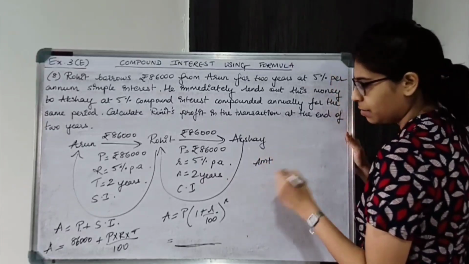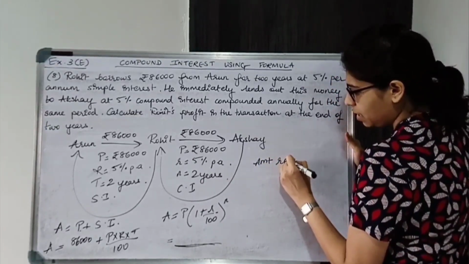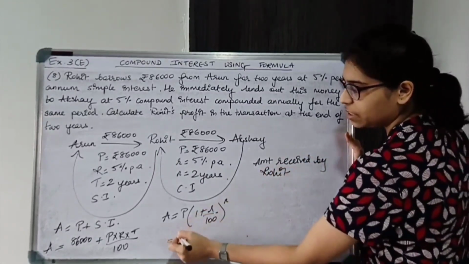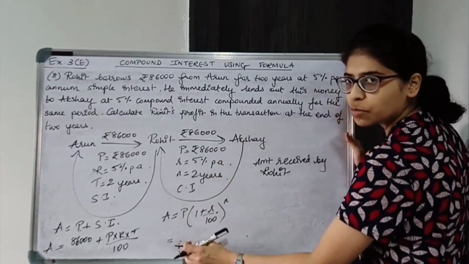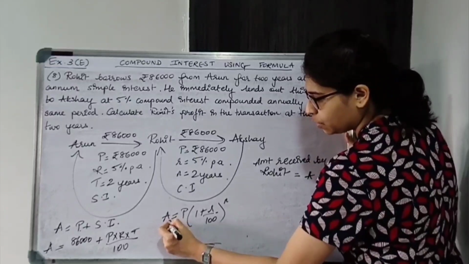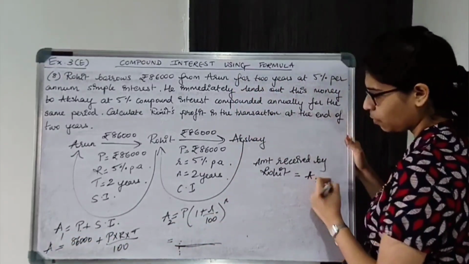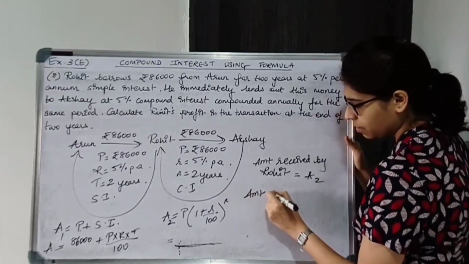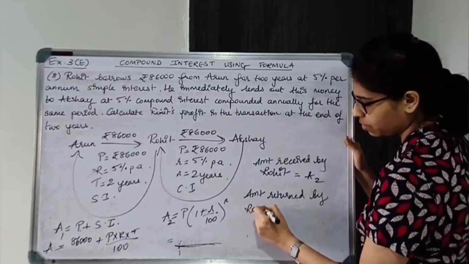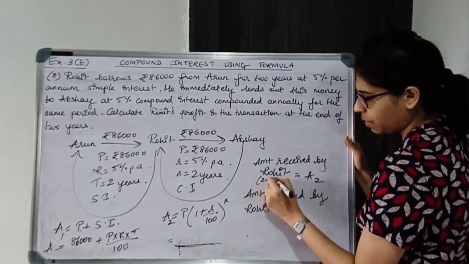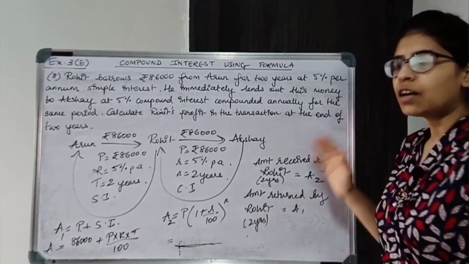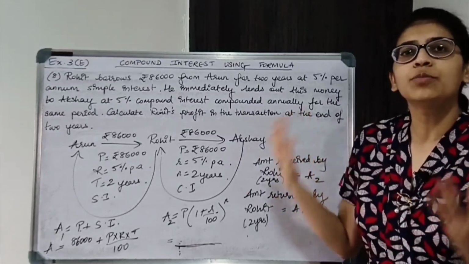The amount received by Rohit will be this, and Akshay will return this much amount. Let's say it is A2 and this is A1. The amount to be returned by Rohit after 2 years, all of this is after 2 years, will be A1. Now the subtraction of the amounts will give you the profit.